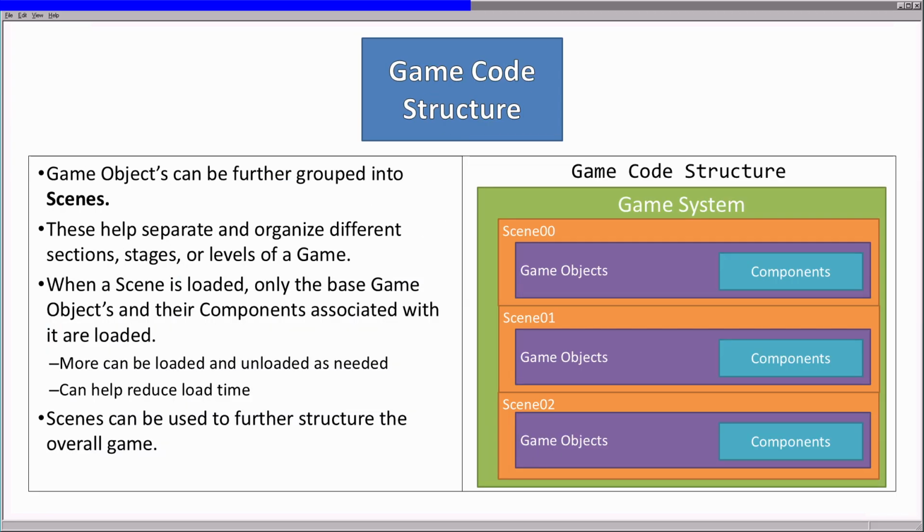Game objects can be further organized into scenes. We can think of these as being different sections or environments of the game. Different levels, different rooms, different dungeons, etc., which would contain only these game objects and these components. These help separate and organize different sections, stages, or levels of a game.